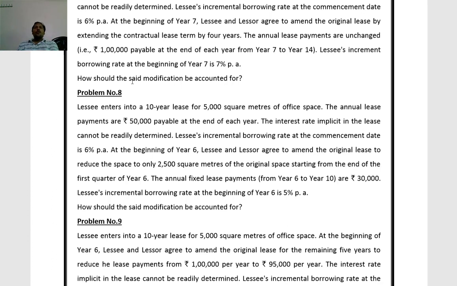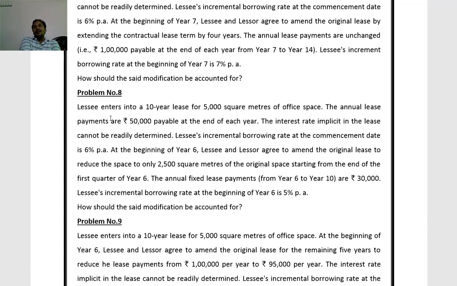Next we'll move on to problem number 8. Lessee enters into a 10-year lease for 5,000 square meters of office space. The annual lease payments are 50,000, payable at the end of each year. The lease is for 10 years.